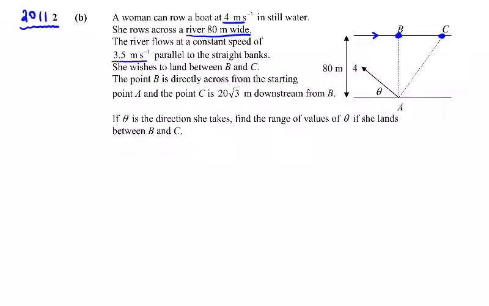B being the shortest distance. The point B directly across, we're told here, directly across the shortest distance, and C is 20√3 downstream from B. This distance is 20√3. So if theta is the direction she takes, find the range of values. So she's going off in this direction, and we can see theta here on the x-axis.